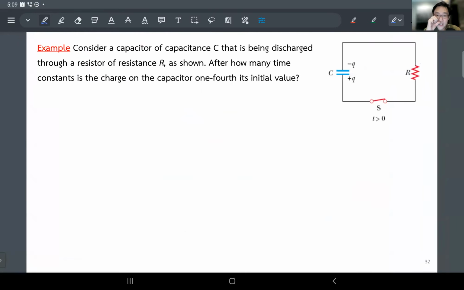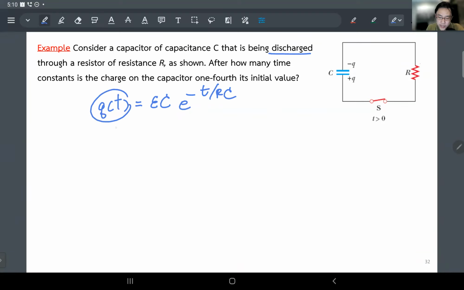Okay? Try again. That's how things are very easy now. So consider a capacitor of capacitance C being discharged through a resistor of resistance R as shown. After how many time constants is the charge on the capacitor 1/4 of its initial value? See, they're not asking you how many seconds. They just want to know how many time constants. So that's no problem. Discharge, no big deal. This means the charge at any time starting from the maximum charge possible is going to be an exponential decay. Cool. Just use it.